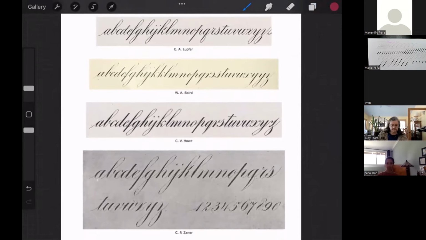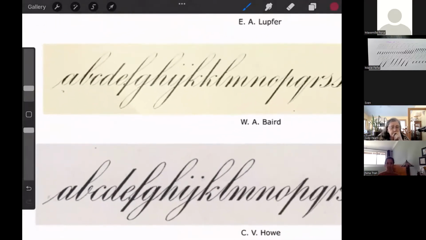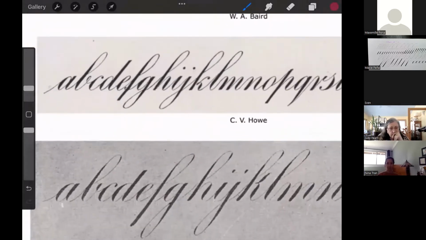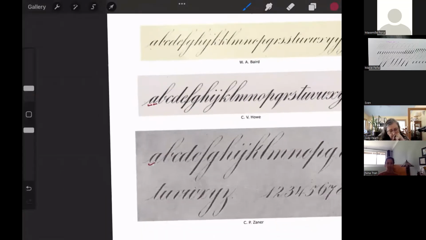But I wanted to show this to you to emphasize that there is more than one look to this script, and everyone will have their own little nuances and their own preferences. For example, you can see how Baird's shades are more delicate compared to how Howe's script is. And if you compare Howe versus Zaner, Howe's bottom turns are really sharp. Like look at the bottom over here versus how rounded these are for Zaner. These are all perfectly acceptable styles of engrosser script.